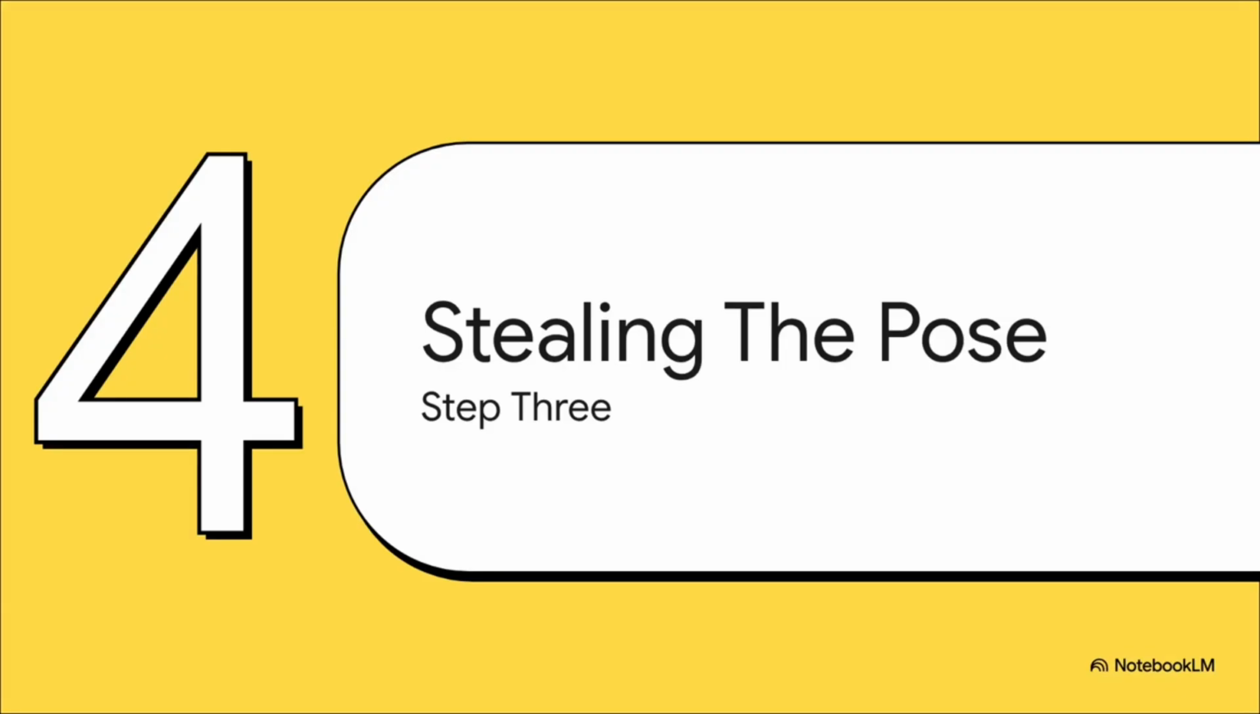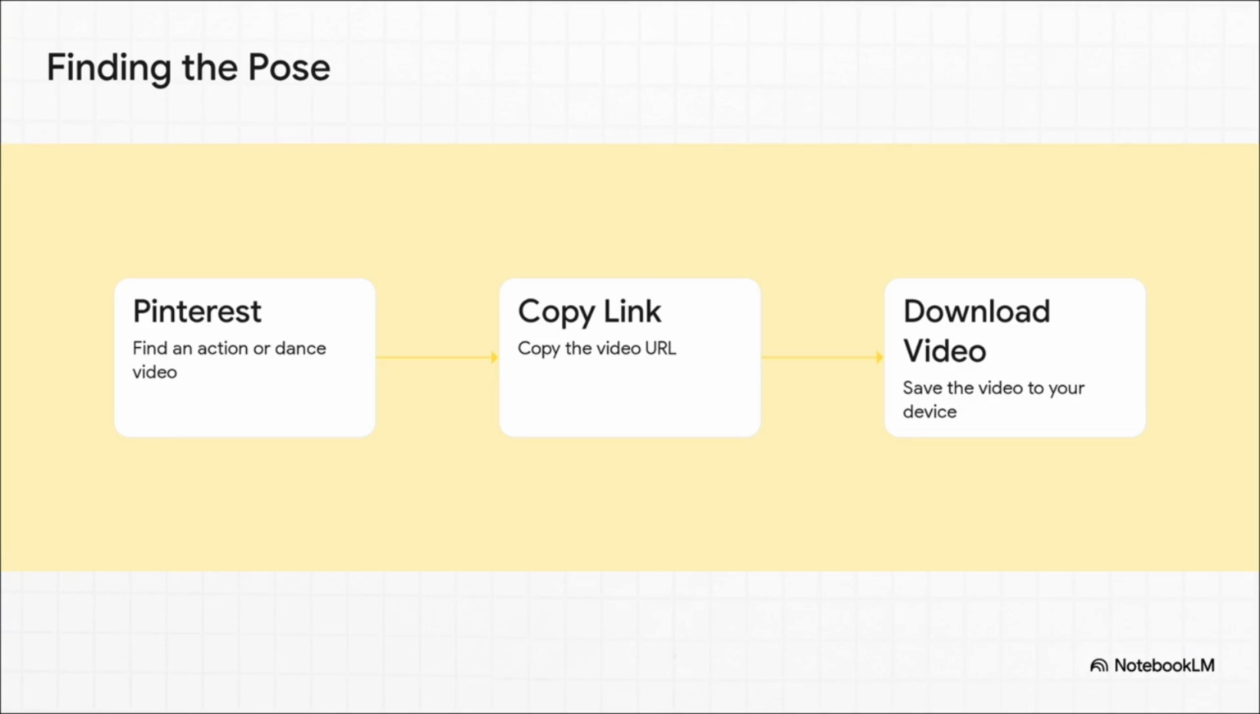Part 4, step 3, stealing the pose. Okay, so we have a gorgeous static character, but a static image only gets you so far. Motion is what actually hooks an audience. To get that kinetic energy, we head back to Pinterest. But this time, we aren't looking for a photo. We want a video of the exact action our influencer is going to mimic, like a specific dance or a lip sync. Once you find that perfect movement, copy the link and download the file.